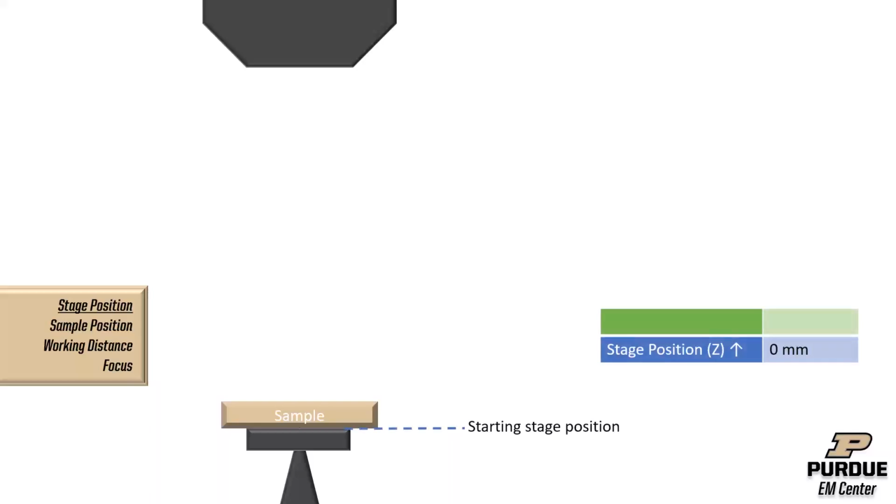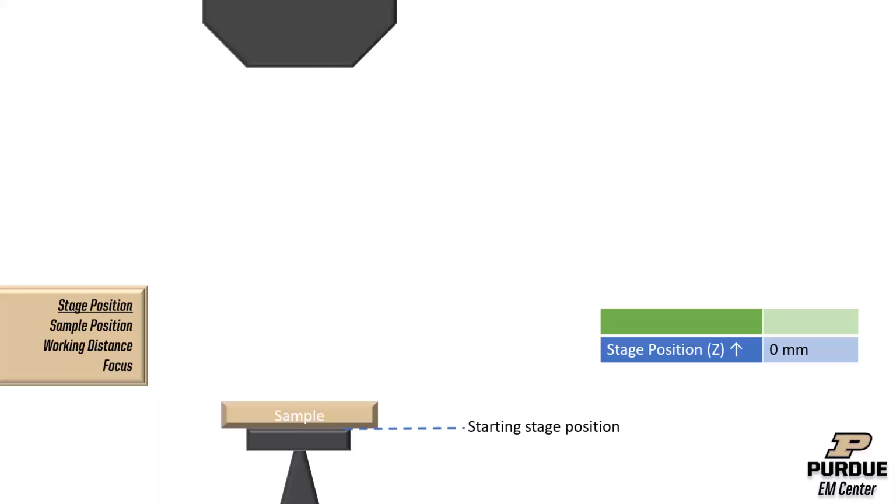Now, at Purdue University, we have all of our SEMs set up so that when you first load a sample inside the microscope, the stage will be at its absolute lowest possible position. And inside the SEM, that's read as a coordinate of 0 millimeters in the z-axis. So the z-axis is the stage height.